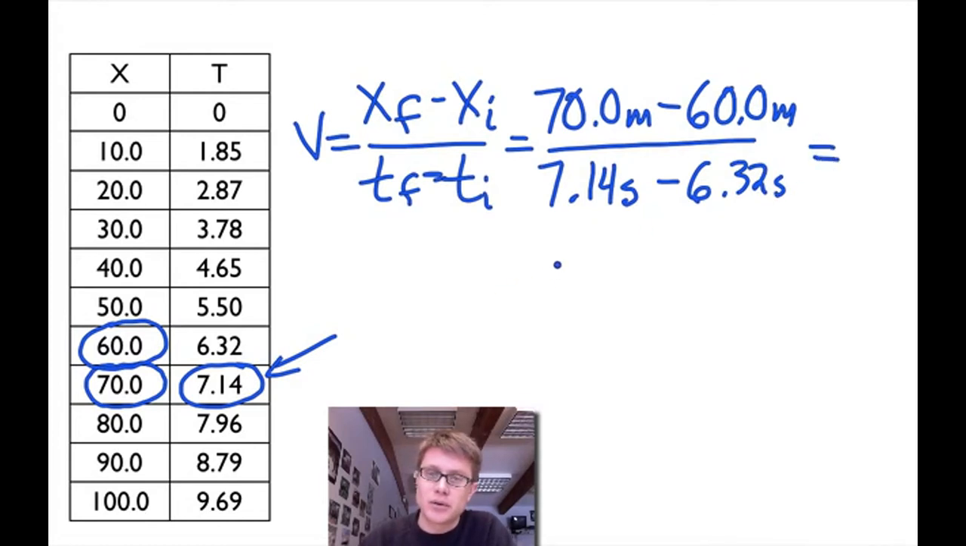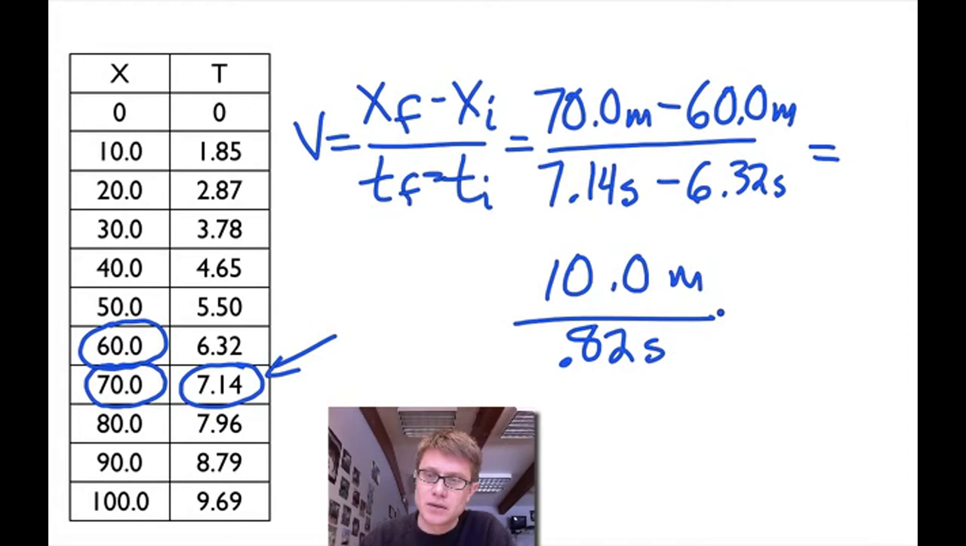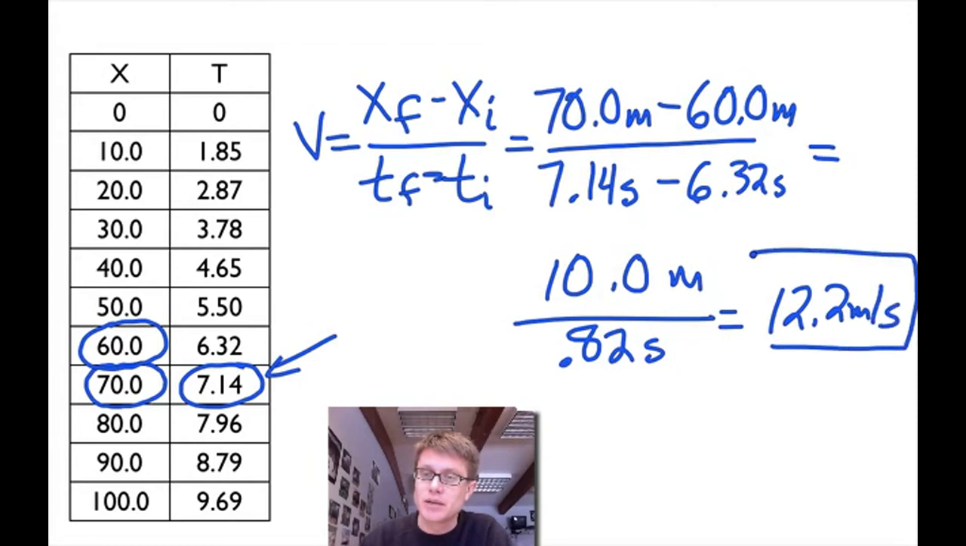So what does that equal? Well, that equals 10.0 meters divided by 0.82 seconds. And so the right answer should be 12.2 meters per second. So that'd be the right answer with three significant digits. Doing that into miles per hour, it's around 27 miles an hour. So it's a ridiculous amount of speed. And so this would be his speed down here, 12.2 meters per second.